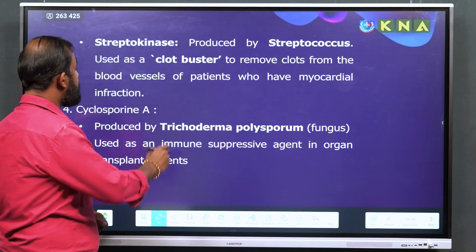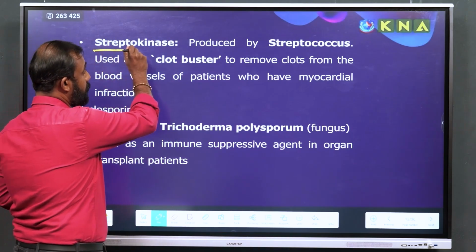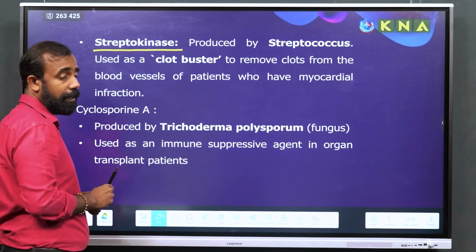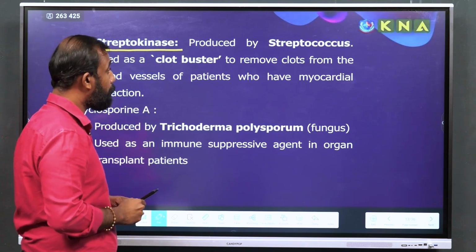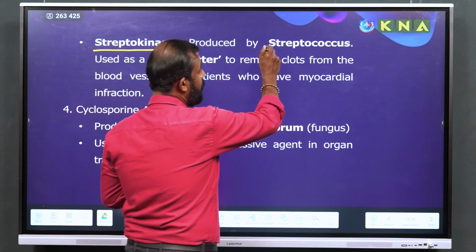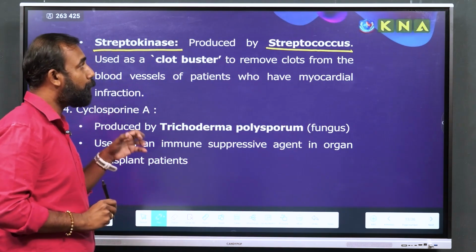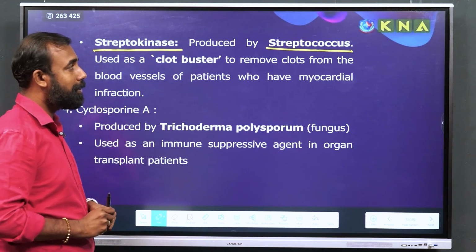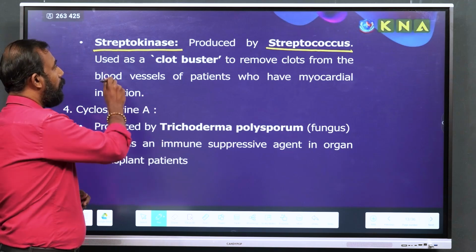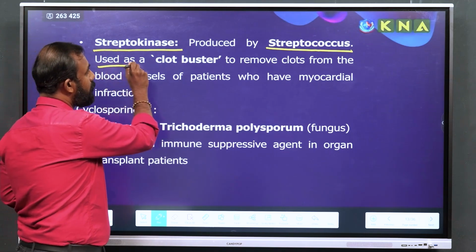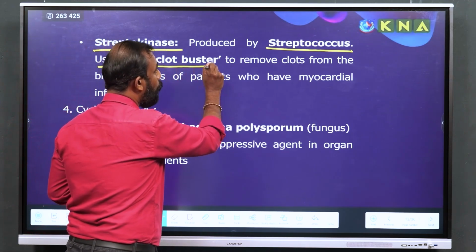The next enzyme is streptokinase. It's a very, very important enzyme. Streptokinase is produced by the bacteria Streptococcus. And this streptokinase is used as a clot buster.